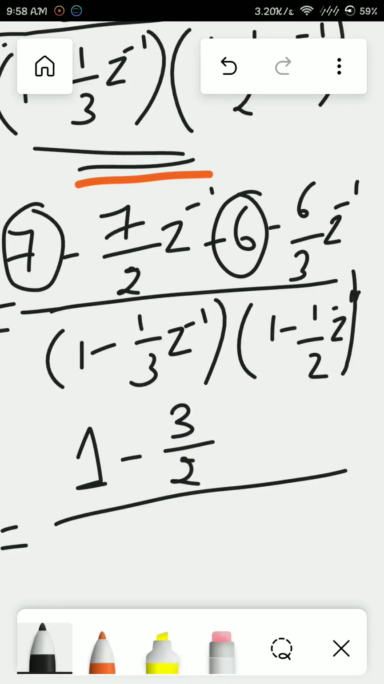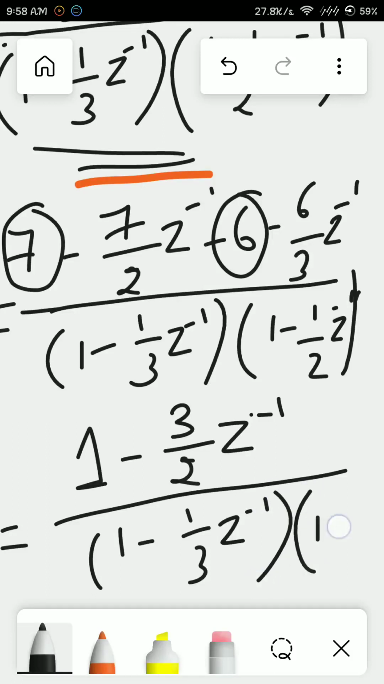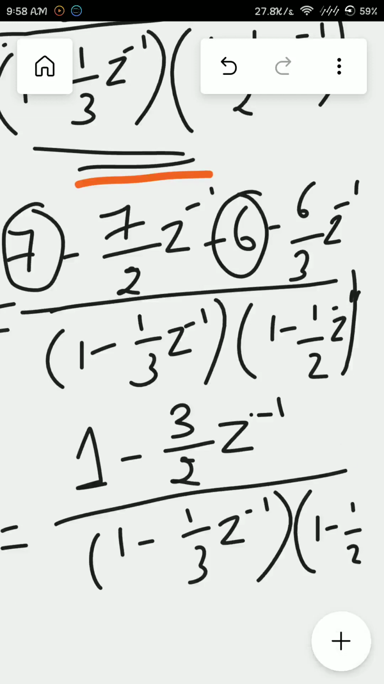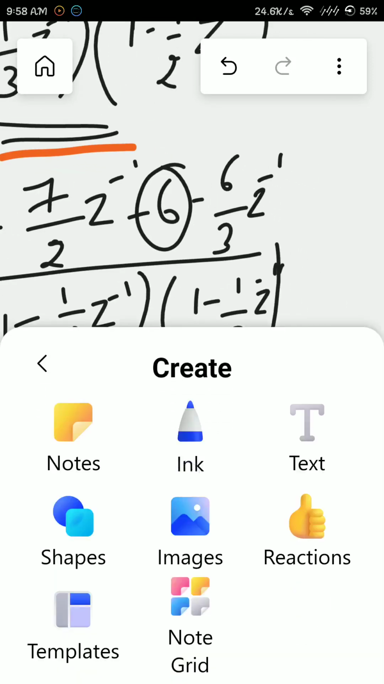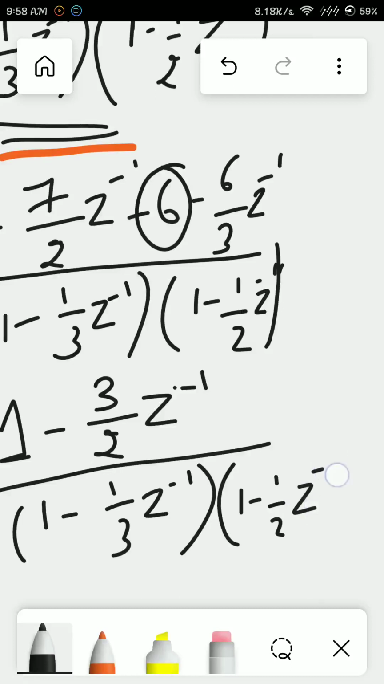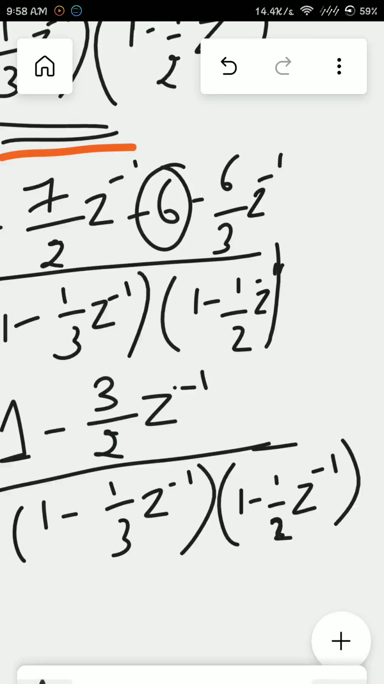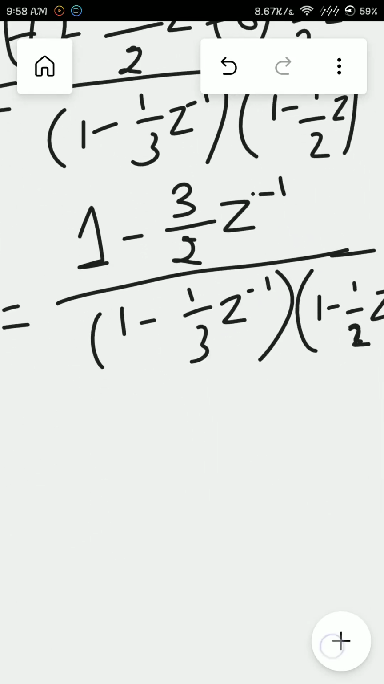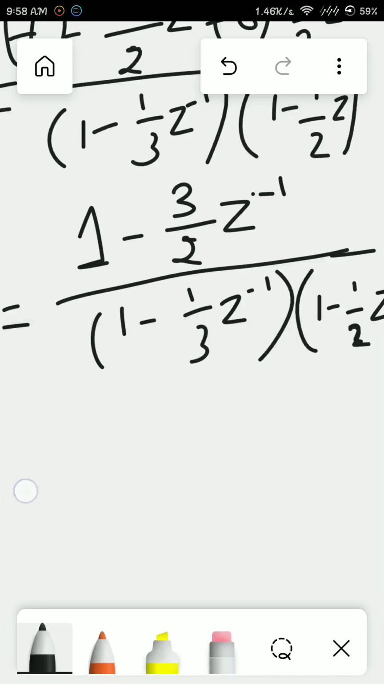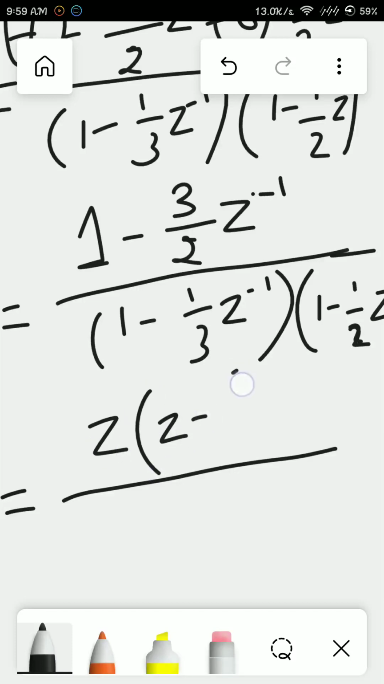7 by 2 minus 6 by 3, if you do, I get 3 by 2 z inverse, right? The z inverse is there, so you need to multiply that along, and you get it as 1 minus 1 by 3 z inverse and 1 minus 1 by 2 z inverse in the denominator, right? So this is the resultant. Now let us convert this resultant in the form of Z transform, right? For 1 minus 3 by 2 Z inverse, it is Z into Z minus 3 by 2.